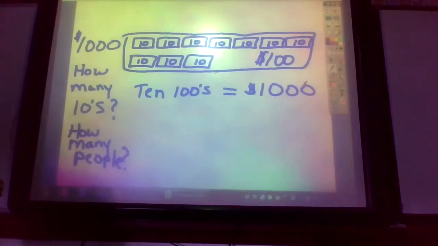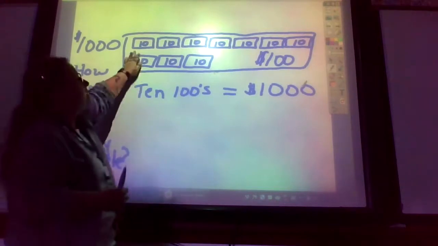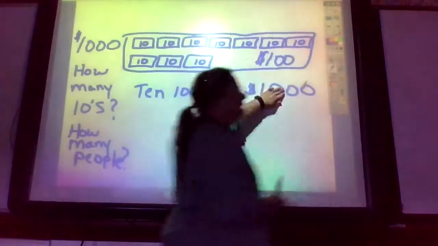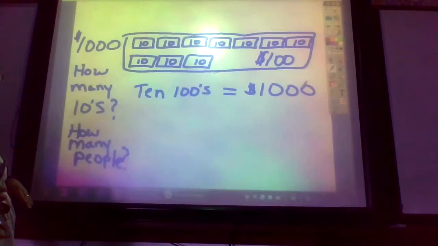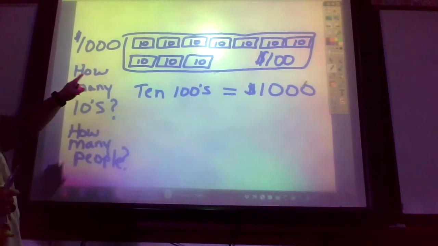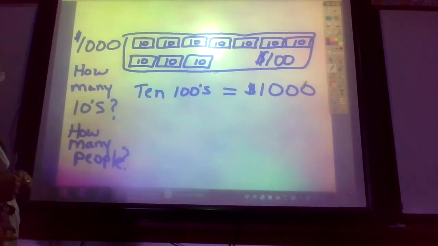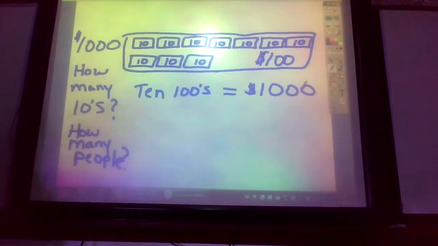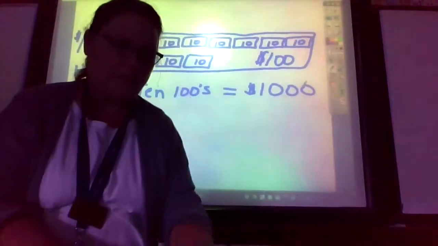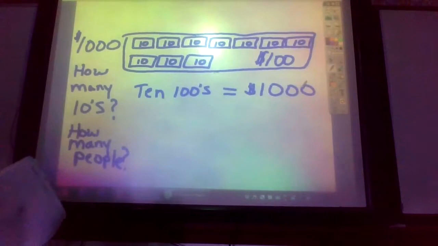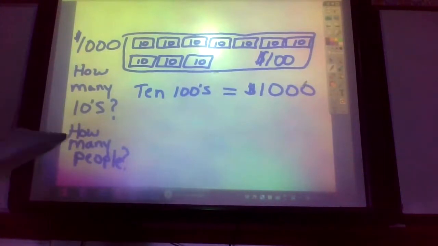I don't have room to draw that many times. You don't have room to draw that many times. Okay? So we're going to have to think of a different way that we can do this. 10 pictures just like this would equal my 1,000. So if there are 10 in 100, then I would know that, this is hard to explain, there are enough $10 bills to be 1,000.